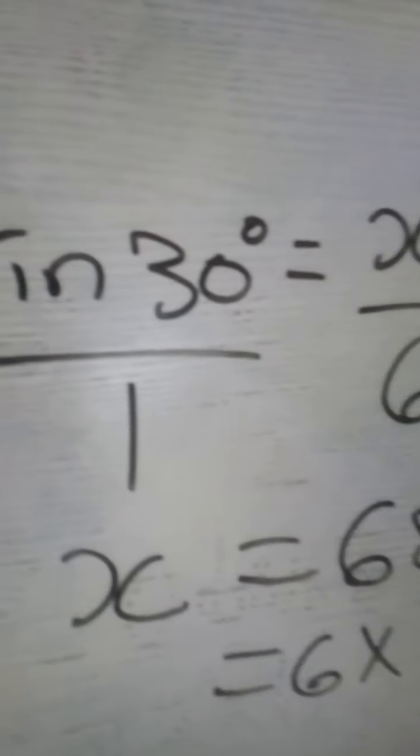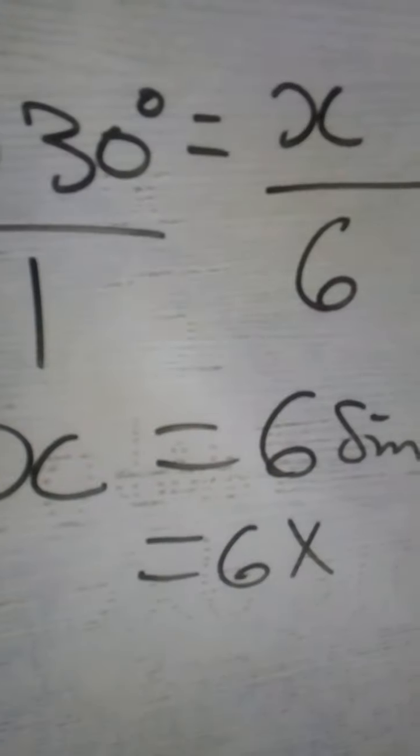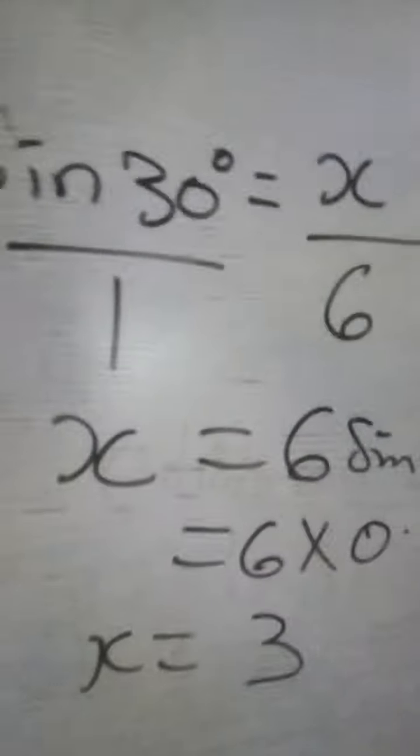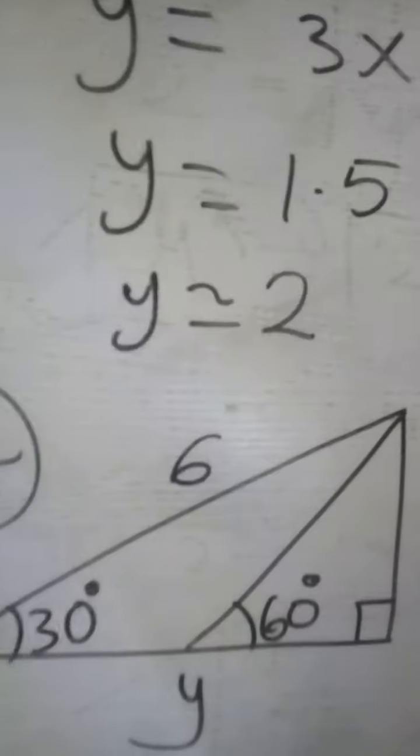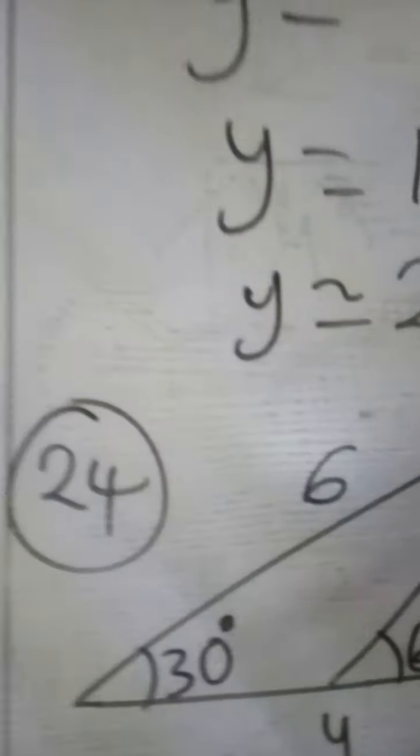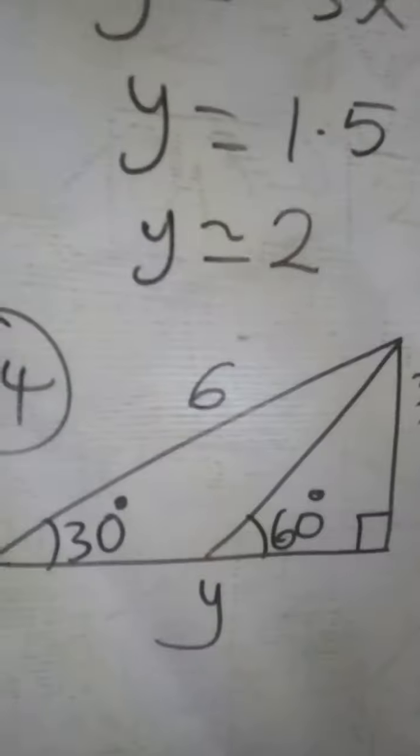1 times x is x, then 6 sine 30 degrees. That means x equals 6 times the value of sine 30, and that is 0.5. So my x is 6 times 0.5, that's 6 times half, and that's 3. So if my x is 3, if you put 3 here, that means we can use Pythagoras to simply find this. We don't even need to make use of the angle 60.